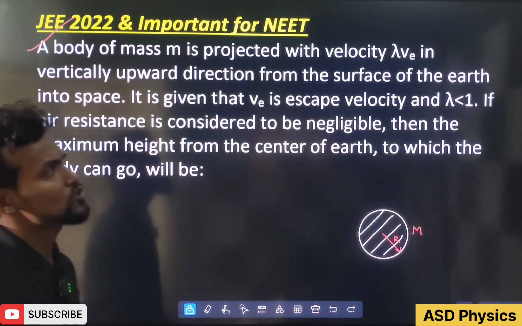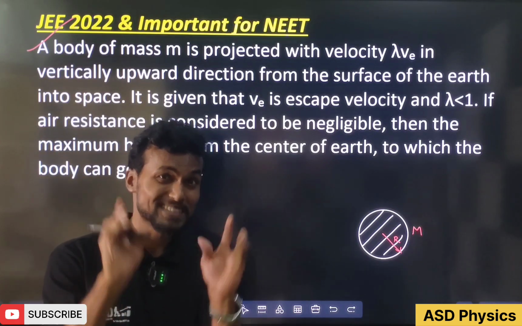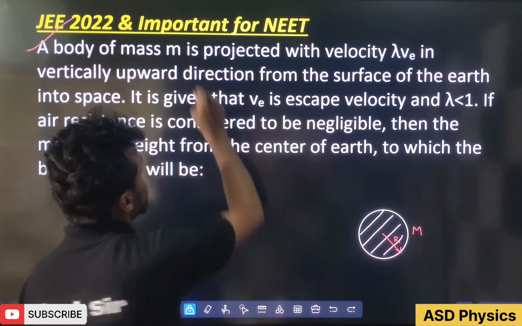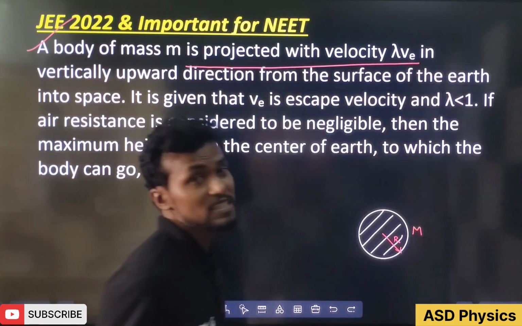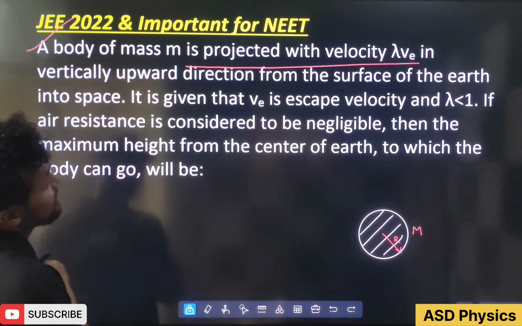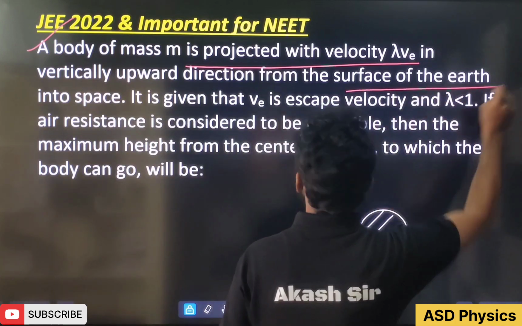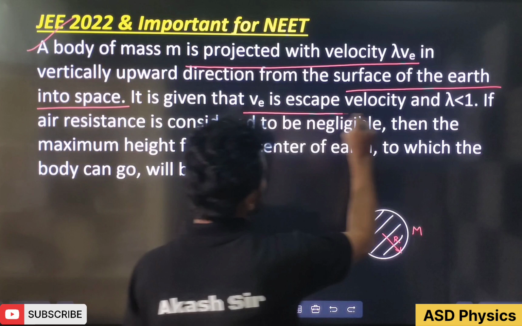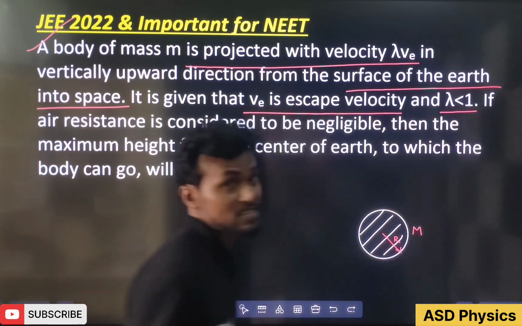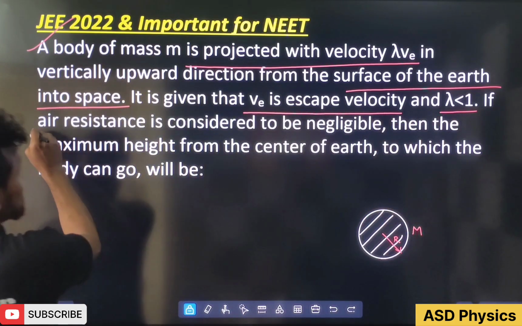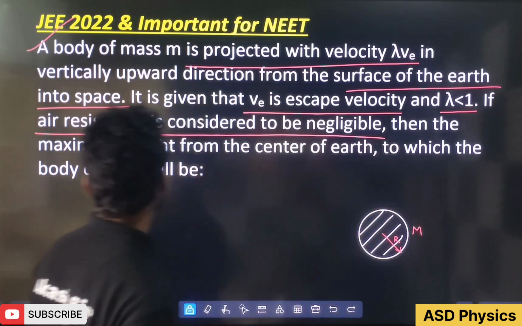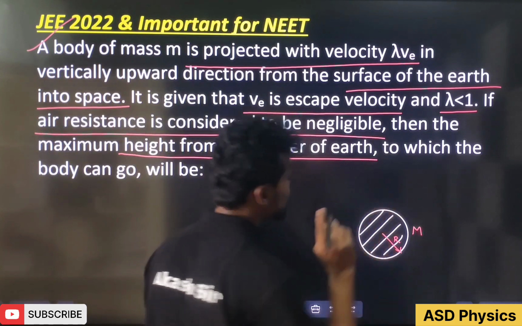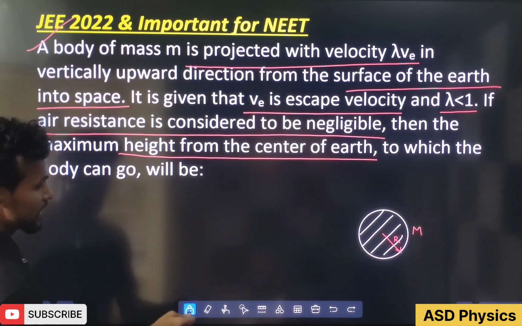JEE 2022 question based upon the escape speed basics. We have to use it. So see the question, students. A body of mass m is projected with velocity lambda VE in vertically upward direction from the surface of the Earth into space. It is given that VE is the escape velocity, and lambda is less than 1. If air resistance is considered to be negligible, then the maximum height from the center of Earth to which the body can go will be.